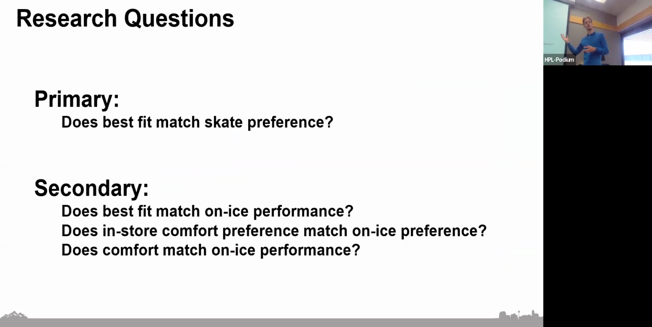So the primary research question of this second objective is, does the quantified best fit match an individual skate preference? But several secondary questions can also stem from it. We ask, does the quantified best fit match the best on-ice performance? Then does somebody's sort of in-store comfort preference match their on-ice comfort preference? I'll get into what that might mean a little bit later. And then does the most comfortable skate also match the best performing skate? Don't really have answers to any of those questions.